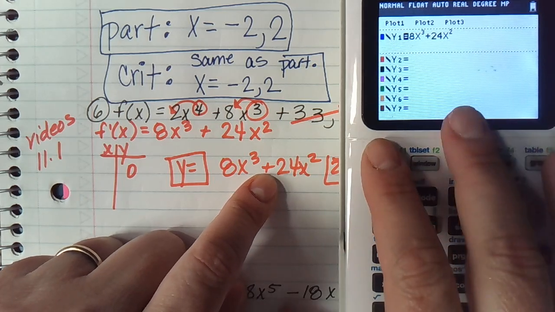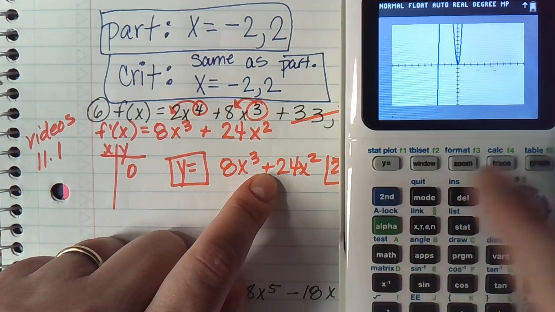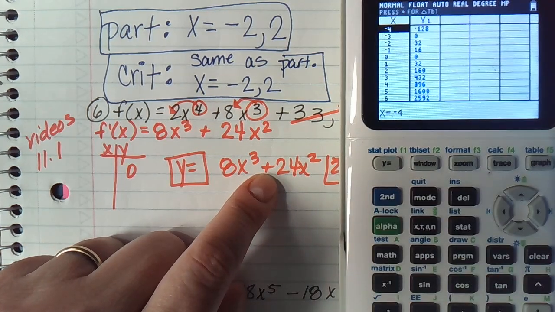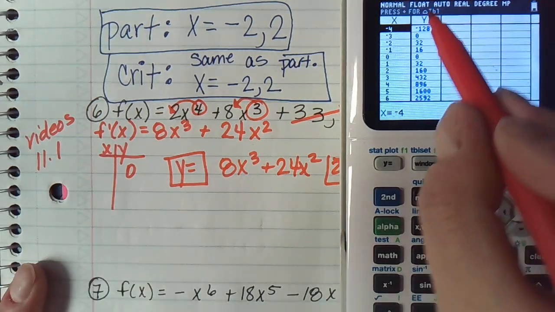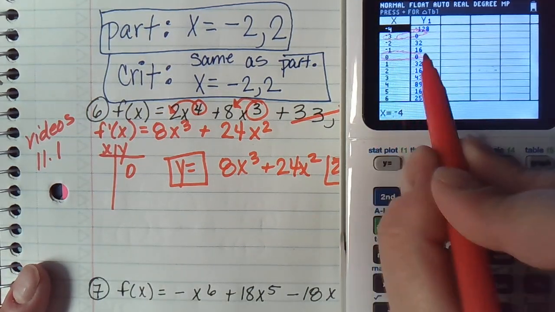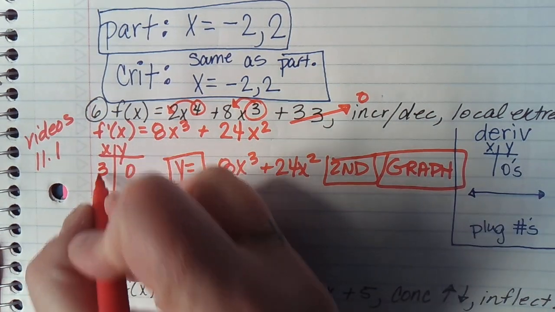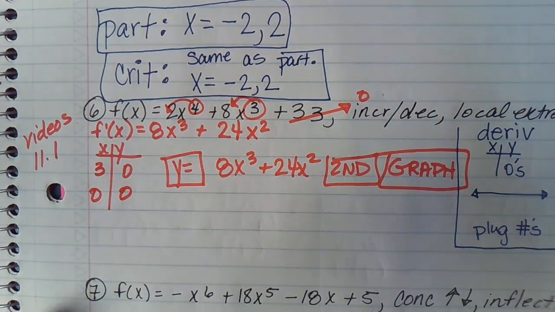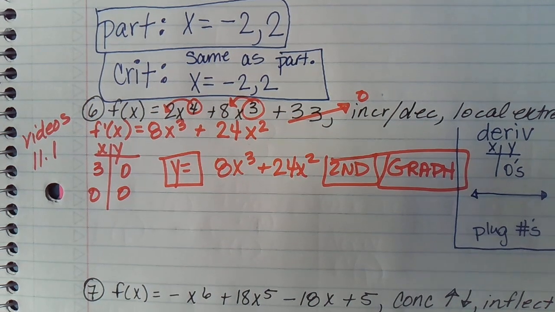Alright, okay, then we're going to press second graph. There it is. Okay, and let's look for the numbers that have a 0 across. I see a 3 and a 0. Okay.